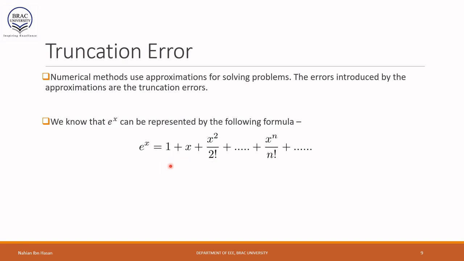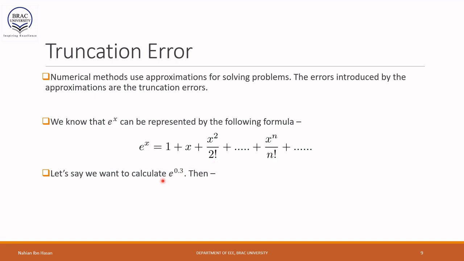If you want to use the first three terms, that means 1 plus x plus x square by 2 factorial, and discard the rest of the terms, the numerical truncation error would be smaller than the previous case. So the larger the number of terms you use, the less the truncation error would be, and that's where you encounter the truncation error in your problems.